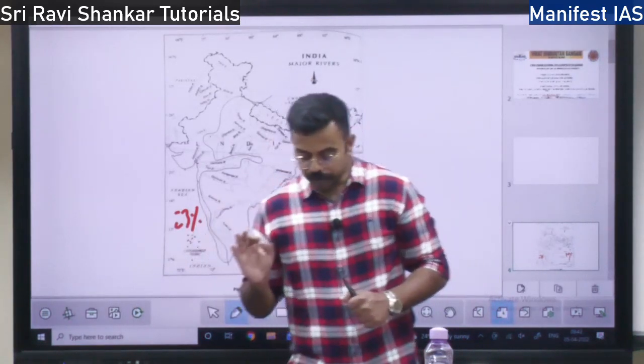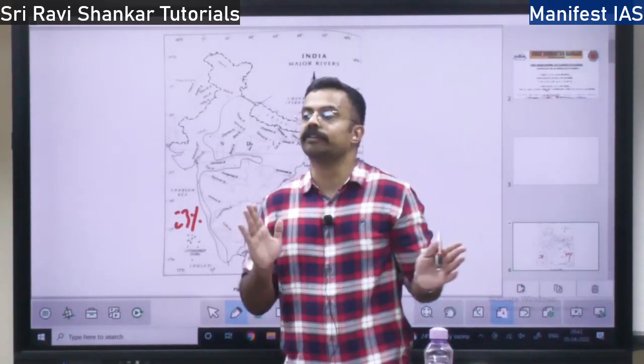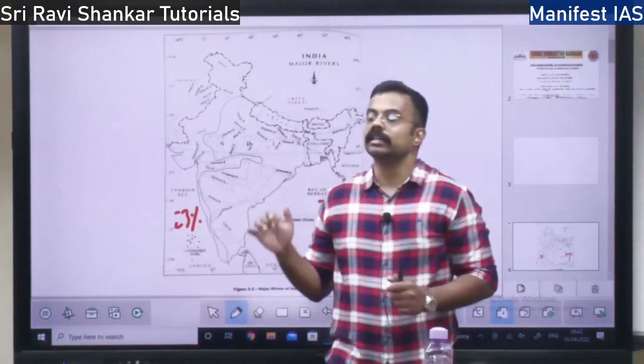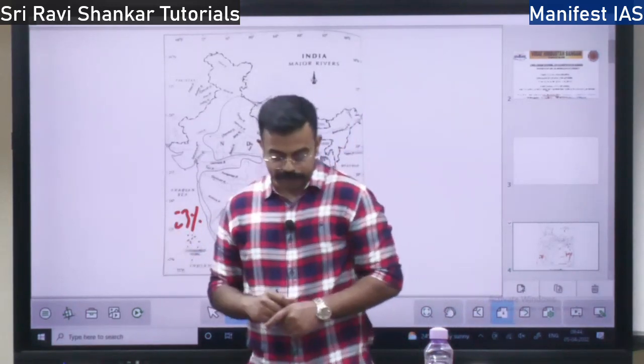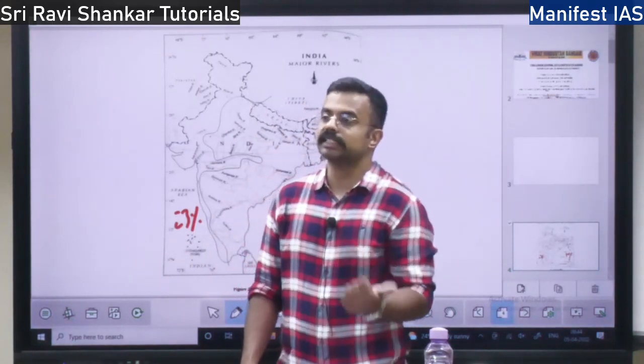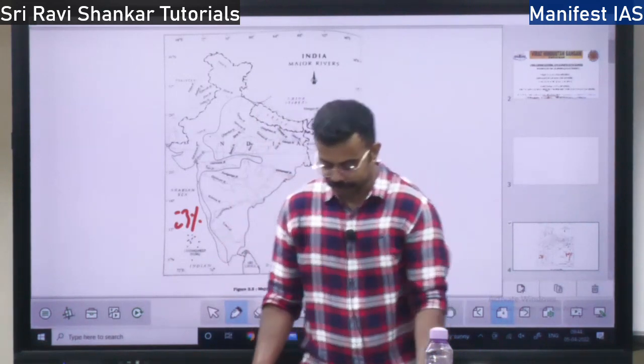Next you have the medium river basin. If the catchment area is between 2,000 square kilometer to 20,000 square kilometer, then it is a medium river basin. Then you have minor river basin, which is less than 20,000 square kilometer of catchment area. These are the three divisions.